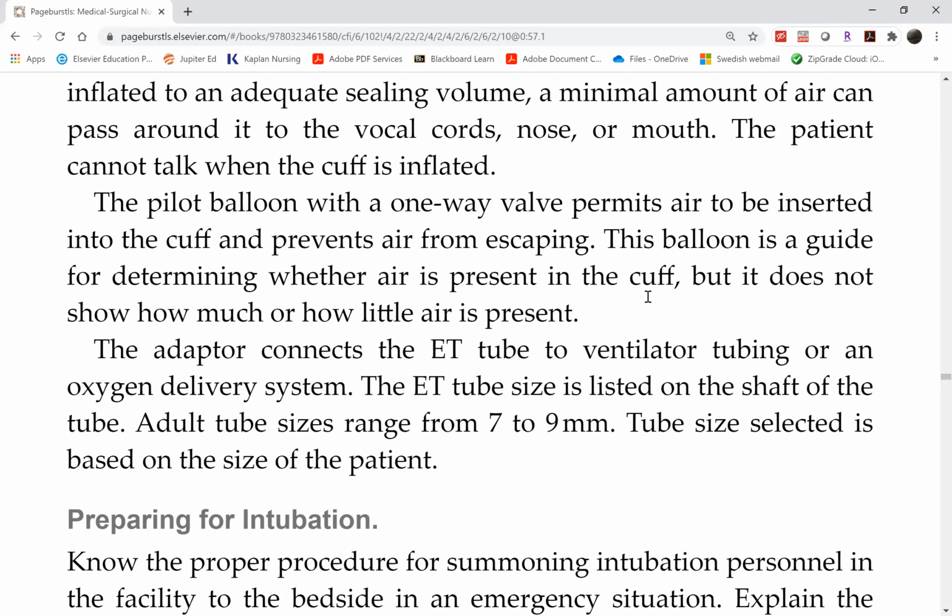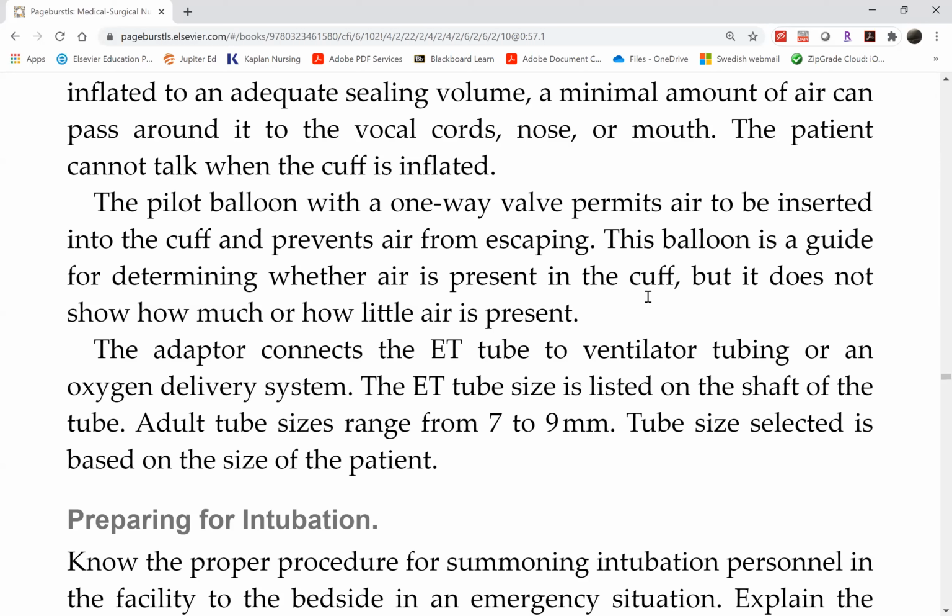Okay, so you'll hit the carina. When the person inserting it hits it, he or she will meet resistance. And then they'll pull it back a little bit, because that means they already hit the carina. So they'll pull it back and then do the cuff inflation. And then we need an x-ray.